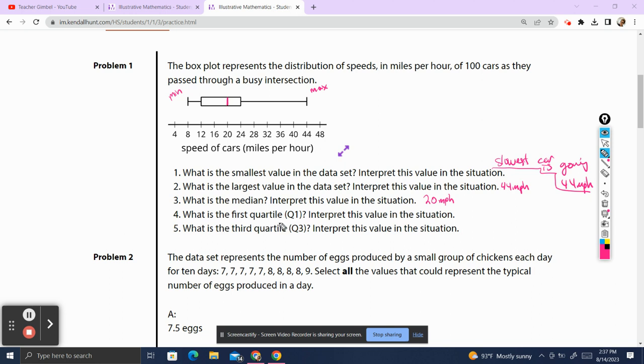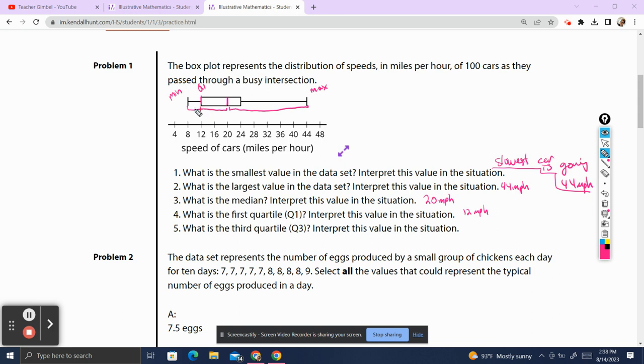Question number 4. What is the first quartile? And interpret this value in the situation. So we've just split our data into two halves, and I always like to draw it in two halves, just like that. And this right here is representing our quartile 1. So that value is 12 miles per hour. Now, this just splits the bottom 50% of the data into two halves.